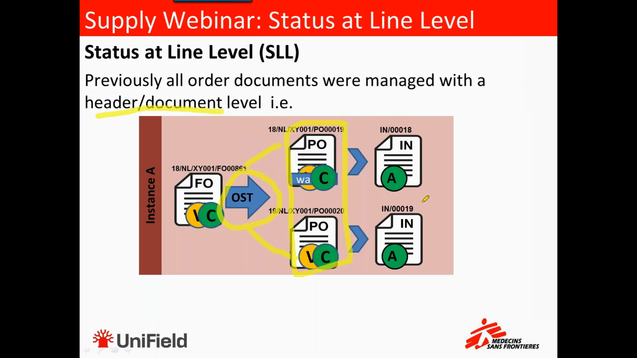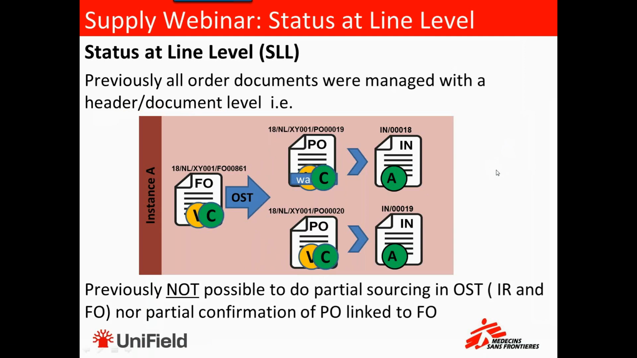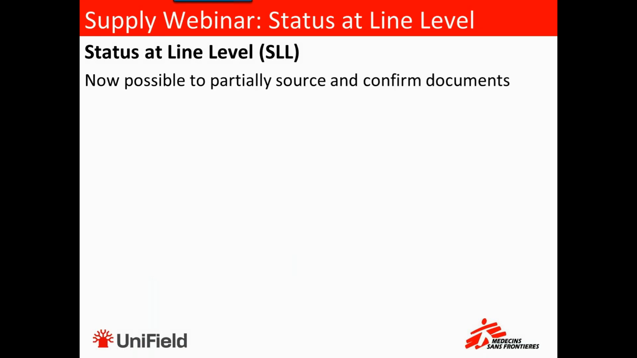I hope that's clear. So what do we have right now with the new system? How will it look? What is the difference between what was there before and what we're going to have right now? So with the new version 7, it's now possible to partially source and partially confirm documents.